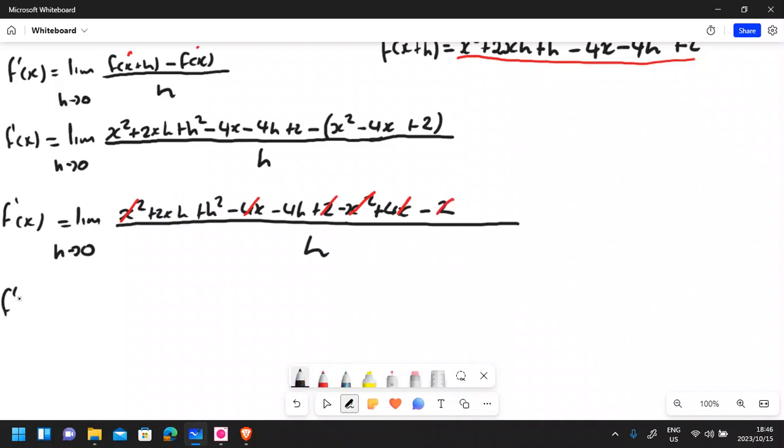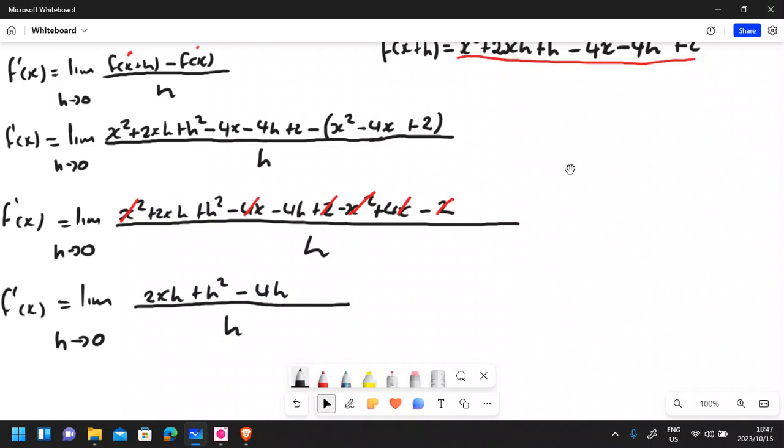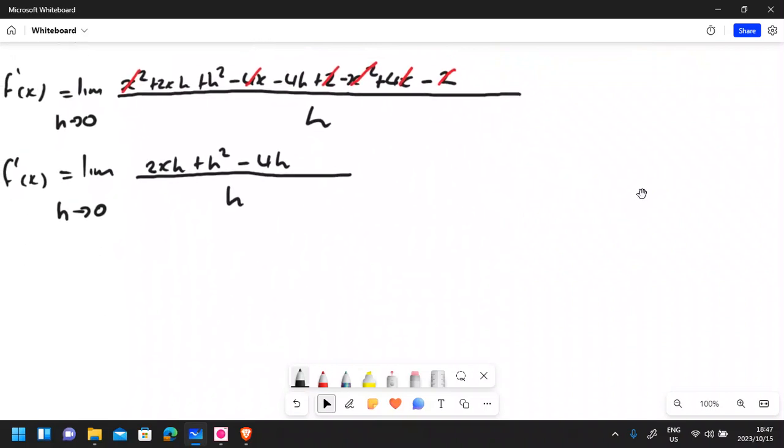Let's write f prime of x, and now we have limit, and then h approaches 0. Remember, guys, if you did the right thing, whatever is left in the numerator should be multiplied with h at some point, or it should be left with h. So we have 2xh, as you can see, plus h squared and minus 4h, all this divided by h. As you can see, all the terms that are left in the numerator are multiplied with h at some point, or they have h. So guys, be very, very careful when you do this.